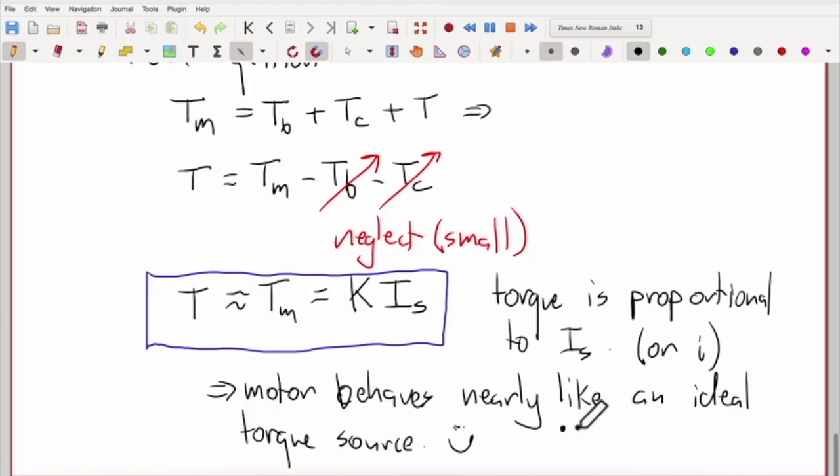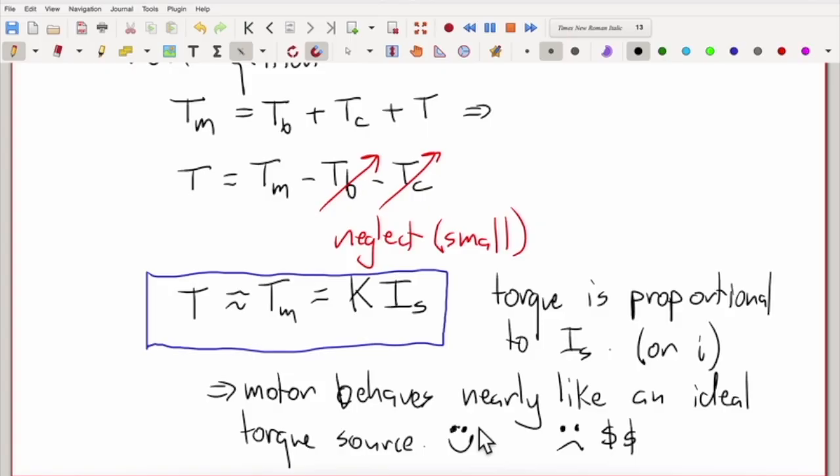But the bad news is that this costs money. Current sources tend to be more expensive and more complicated and less efficient. And much more often, you have a voltage source instead. So if you're lucky enough to have the luxury to have a current controller, you probably want to use it and drive your motor with a current source so it behaves like a torque source, and then you can do quite simple analysis.